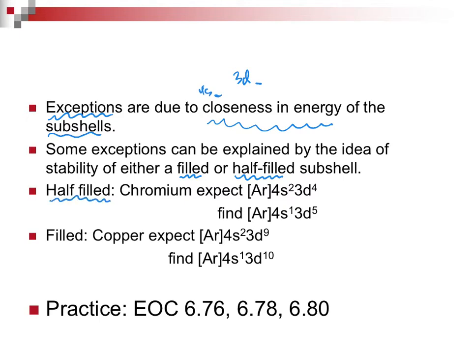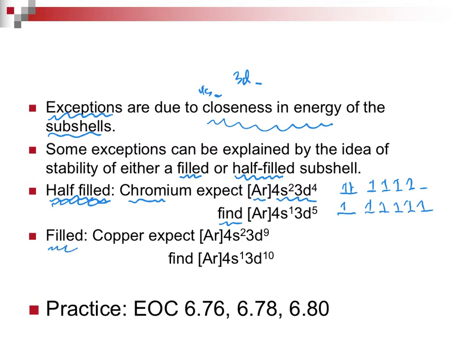If I want to talk about half-filled, I will have the element chromium. I expect an argon core, and I expect a 4s2 and a 3d4 for my valence. When I put those electrons in, that's not how things are actually going to happen. We find that chromium has only one electron in the 4s, and it has 5 unpaired electrons in the D. That is what has been found by experiment. That's why we call this half-filled.